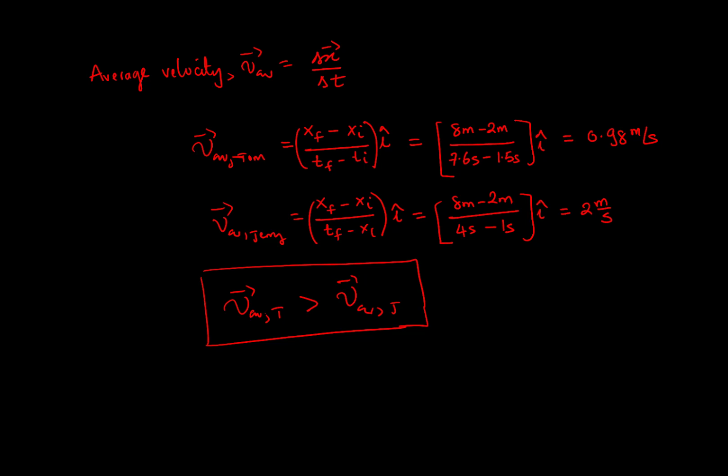Now, keep in mind before we proceed that average velocity is equal to the slope of the position versus time graph for a straight line. This is important.